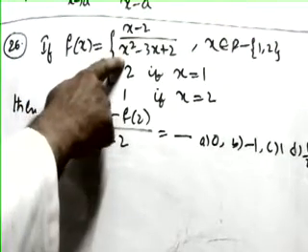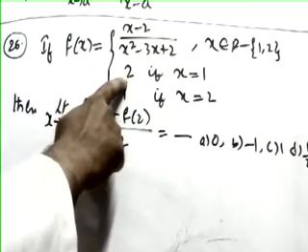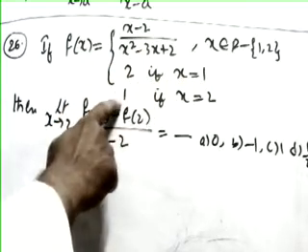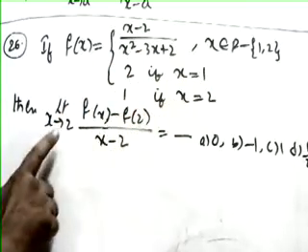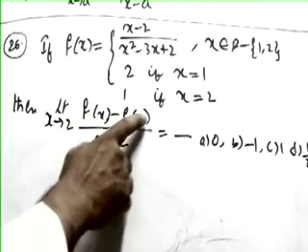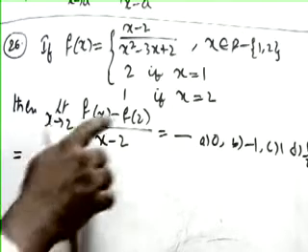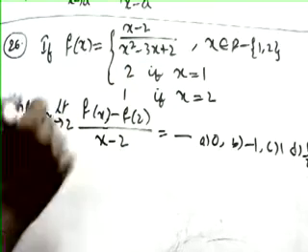Now see here, let me solve one question. What is given here? f of x equals x minus 2 divided by x square minus 3x plus 2, and its value is 2 if x equals 1, and its value is 1 if x equals 2. Then the question is limit x tends to 2 of f of x minus f of 2 divided by x minus 2. I am doing it like this. You see here, this is actually the formula.